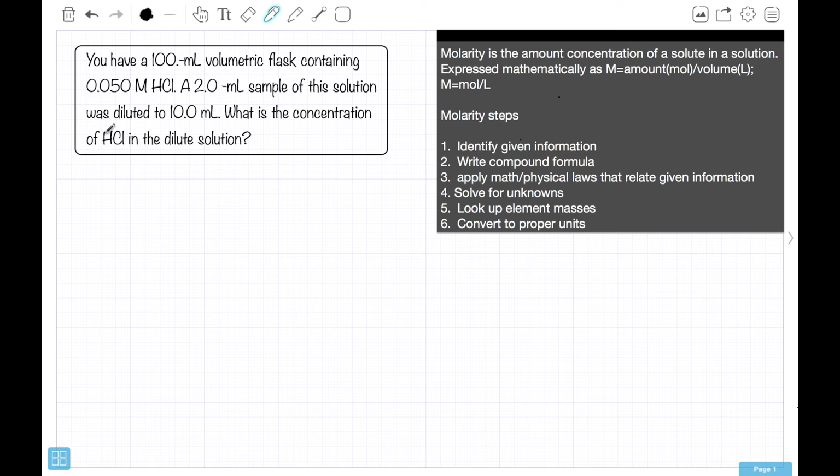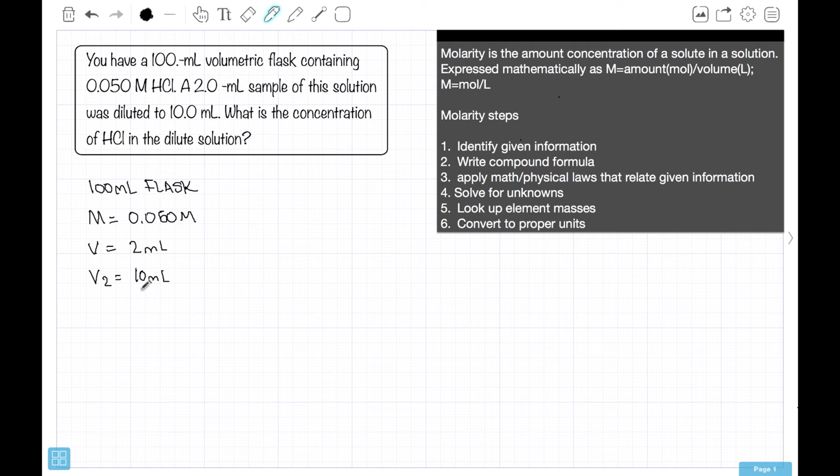You're given that you have a 100 milliliter flask, I'll write that, of a solution that has a molarity of 0.05 M, and a volume: a 2 milliliter volume sample was taken and diluted to a new volume of 10 milliliters.